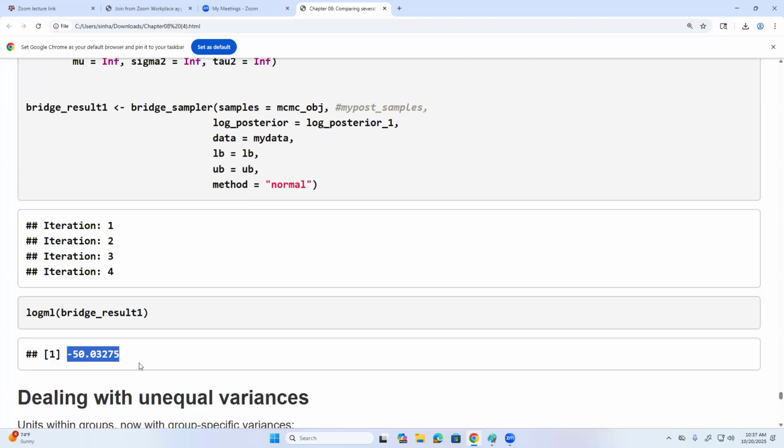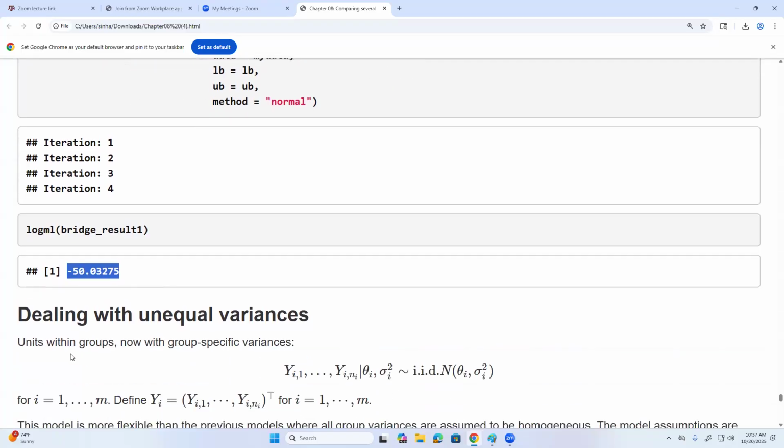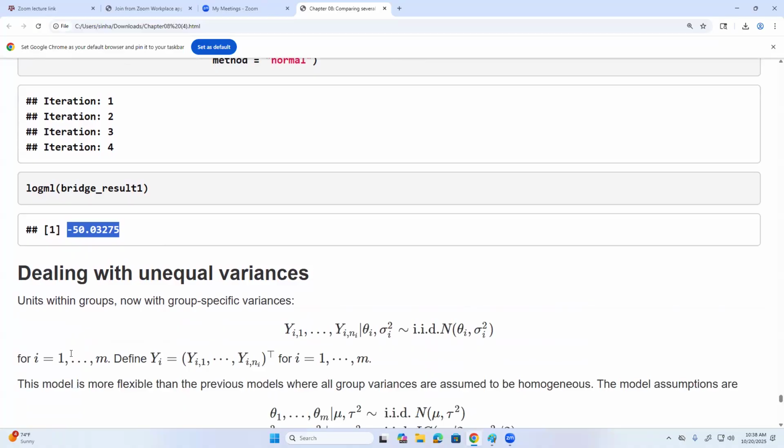One important assumption we used in all this analysis is that the population variance is the same across the groups. This is called the homogeneous variance assumption. We assume that the underlying population variance is the same and not changing over groups, but that may not hold in many cases. And this is the scenario of unequal variances.